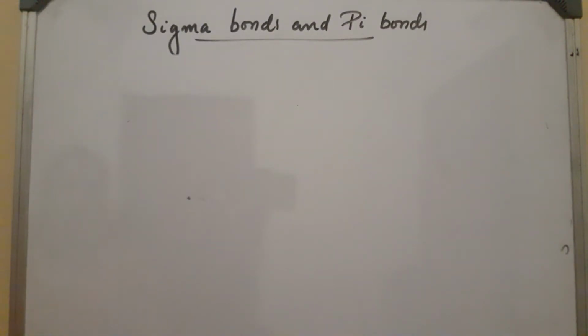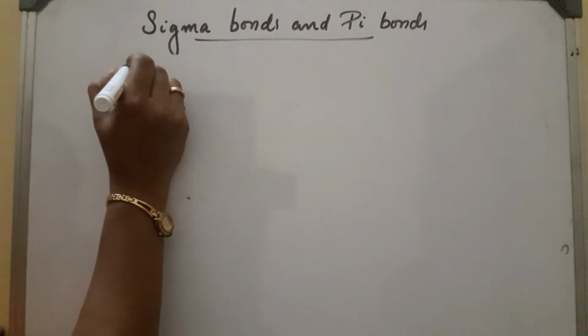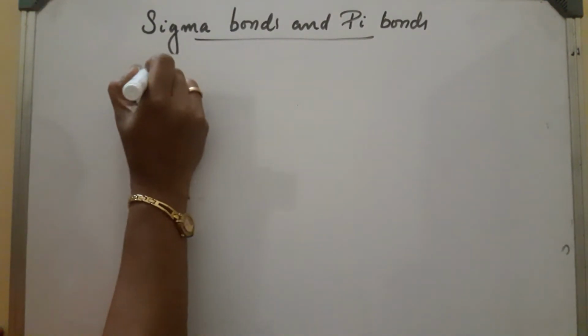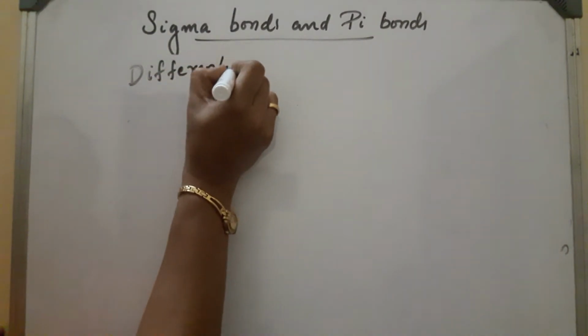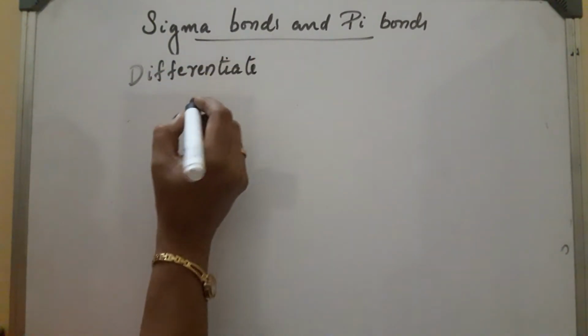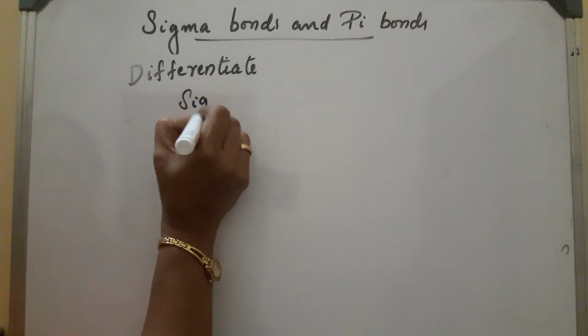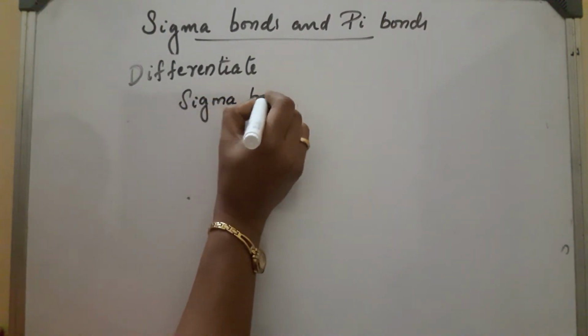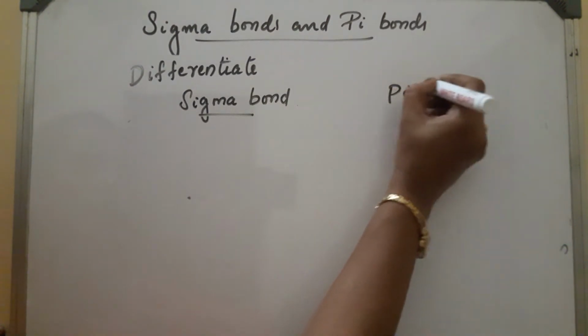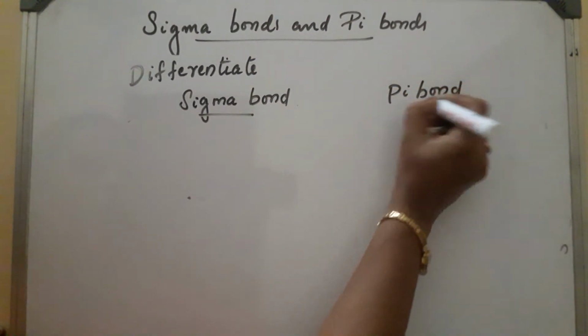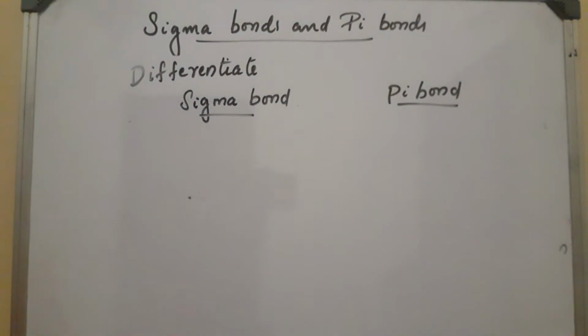Sigma bonds and pi bonds. Differentiate between sigma bonds and pi bonds. Differentiate sigma bond, pi bond. Okay, differentiate between sigma bond and pi bond.